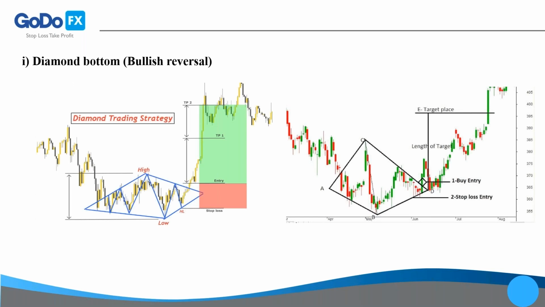Now for the diamond bottom, which is gonna be formed after a downtrend, and after it we're gonna have an uptrend. So the same way to indicate our target, we should also do a vertical line from the highest point to the lowest. So the distance is gonna be our target. So this vertical line is gonna be equal to this one. And here we're gonna do our buy entry. Here our stop loss. Okay, and after it we're gonna indicate our target, which is here.